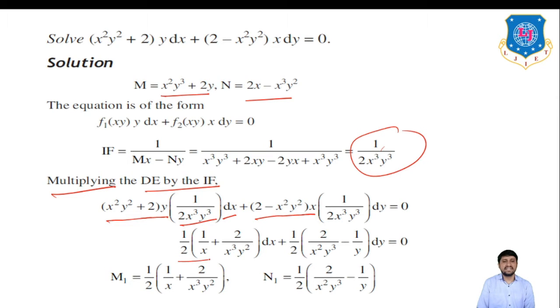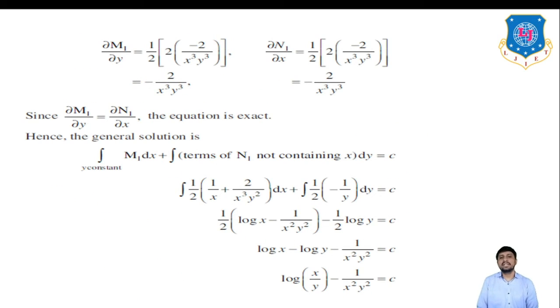So finally we will get this equation: 1 by 2 (1 upon x plus 2 upon x cube y square) dx plus 1 by 2 (2 upon x square y cube minus 1 upon y) dy, that is equal to 0. So M1 is equal to 1 by 2 (1 upon x plus 2 upon x cube y square), clear? And N1 is equal to what? 2 upon x square y cube minus 1 upon y.